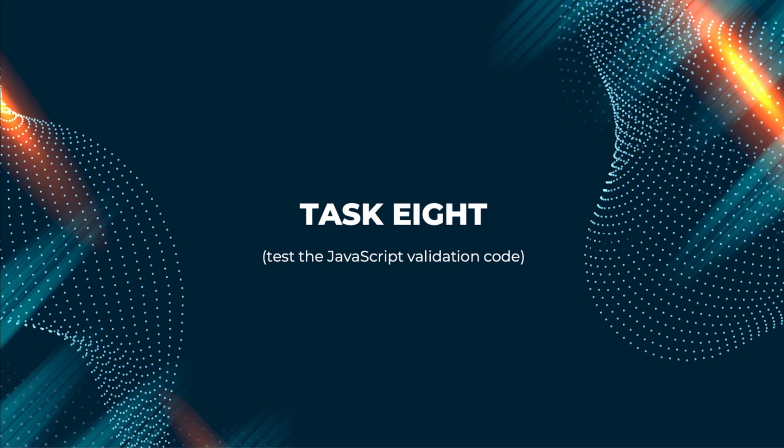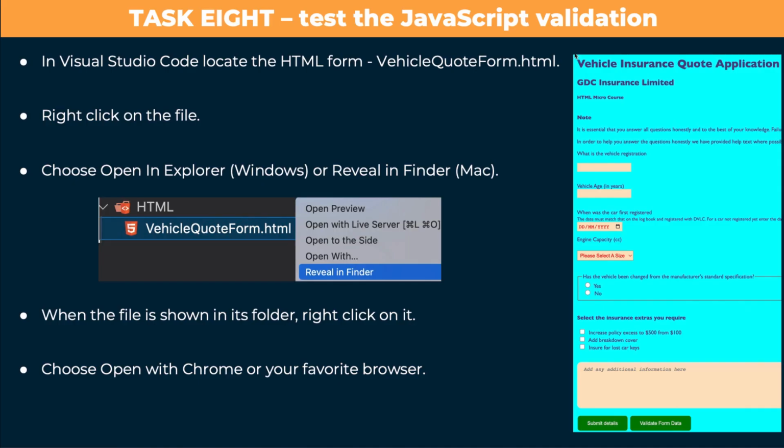The next task then is let's test this and see if that actually works. If this works, we can do the same for each of the elements then, or the controls. So we want to test the JavaScript validation code.